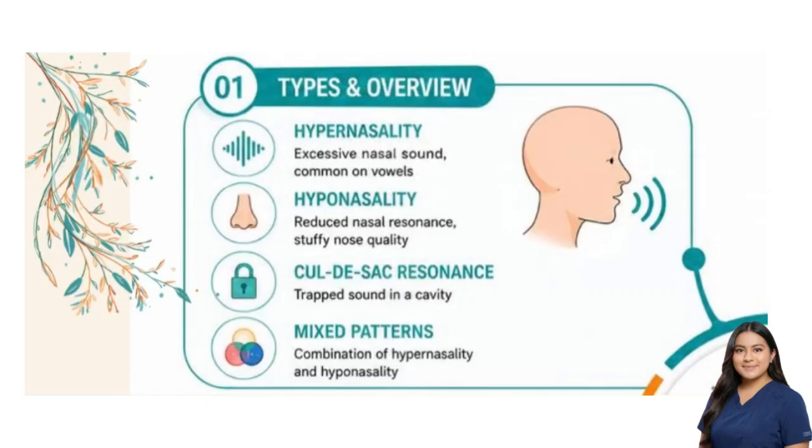Types and Overview. Our mind map presents 4 main types of resonance disorders. The first is hypernasality, when too much air flows through the nose during speech, producing an excessive nasal sound, especially on vowels. The second is hyponasality, the opposite situation, where nasal resonance is reduced, giving the voice a stuffy, congested quality. Third, cul-de-sac resonance, where sound becomes trapped inside a cavity, resulting in a muffled effect. And fourth, mixed patterns, a combination of both hypernasality and hyponasality, which makes clinical diagnosis more complex.